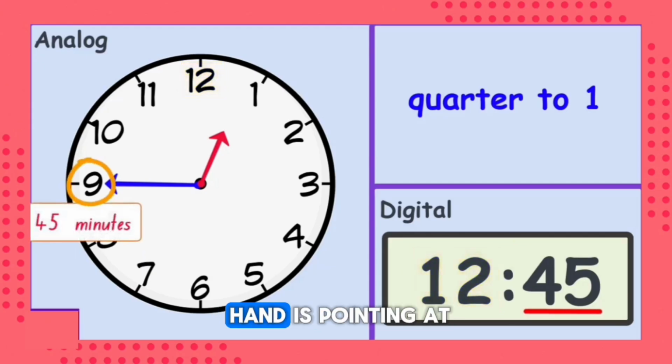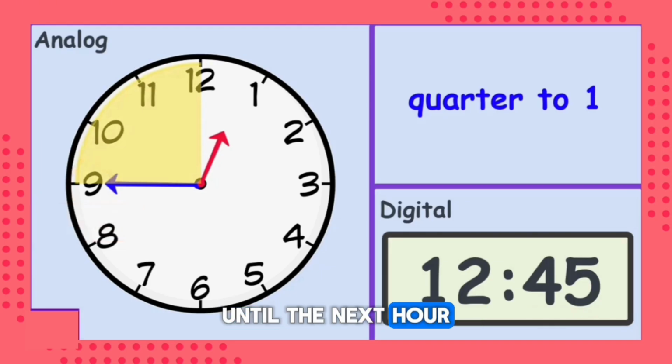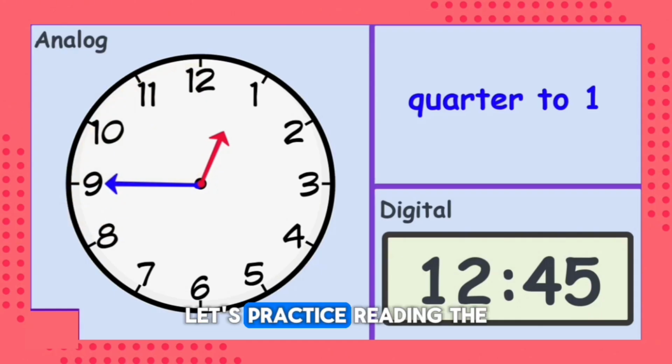And when the minute hand is pointing at the number 9, it means that 45 minutes has passed the hour, which also means there is only a quarter of an hour left until the next hour. Now that you have learned how to read quarter to times, let's practice reading the times on the clock coming up.